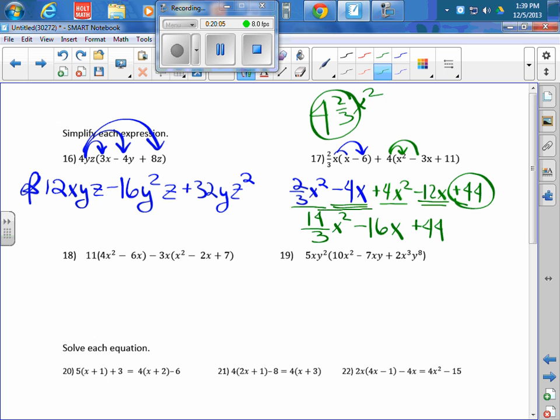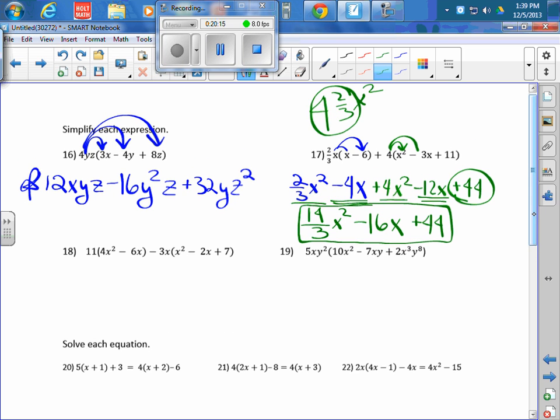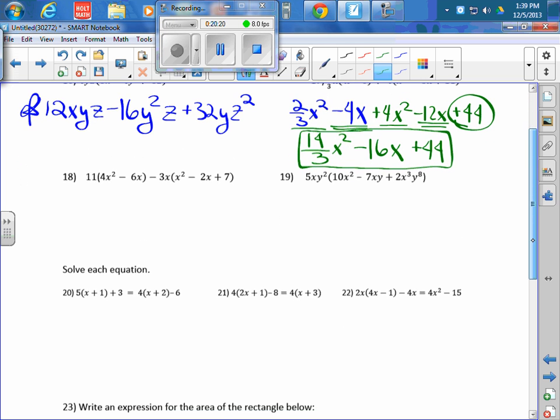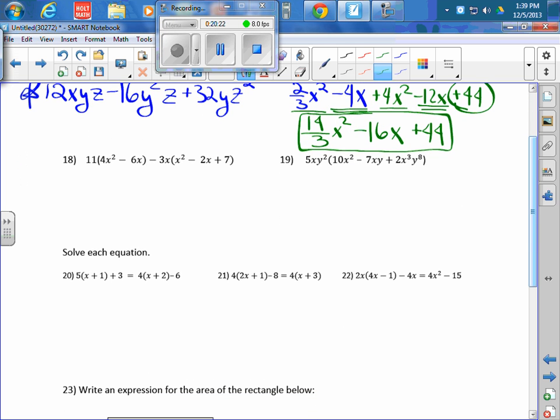So you're going to have to know how this is going to be written in a multiple choice test situation. So it's going to be 14/3 x squared. You'll need an improper fraction there. It shouldn't be written as a mixed number. Number 18.